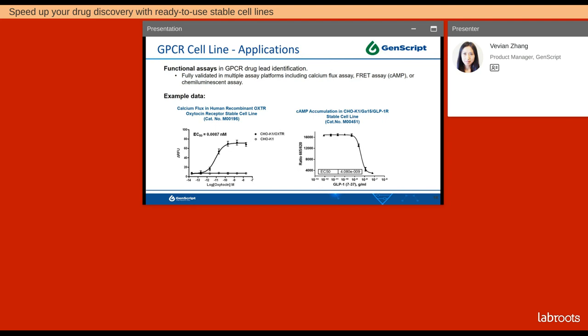In the right panel is the representative data of the cAMP accumulation in the Tronca-1 GAL15 GLP1R stable cell line. As you can see, with the increased level of GLP-1, you see decreased level of the ratio of 665 versus 620.